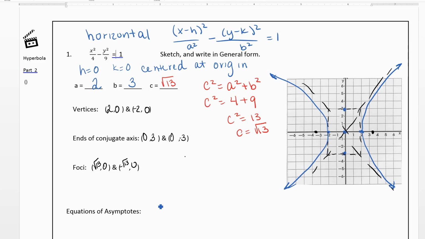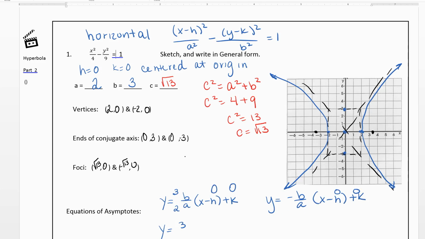Okay, now to write the equations of the asymptotes, we know they look like y equals b over a times (x minus h) plus k, and y equals negative b over a times (x minus h) plus k. Now, h and k are both 0, and we know b is 3 and a is 2. So we've got y equals 3 halves times (x minus 0) plus 0. So it's just going to be y equals 3 halves x and y equals negative 3 halves x. Okay, so there's our first hyperbola.